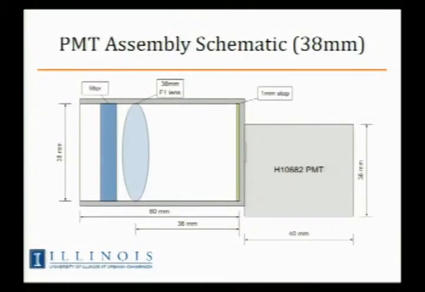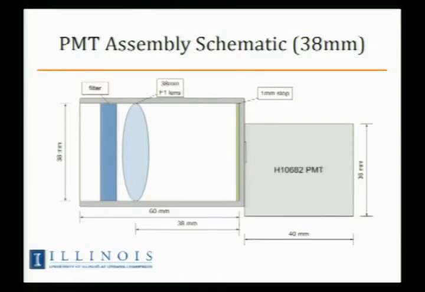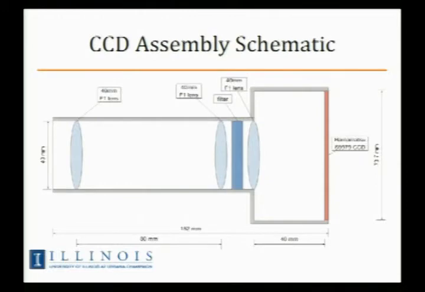Let's see. This is a schematic of one of the PMT channels. Fairly straightforward. On the right, you have the PMT sensor itself, which is just this guy. And on the left, you have an optics tube, with an optical filter on the outside, and then an F1 lens.